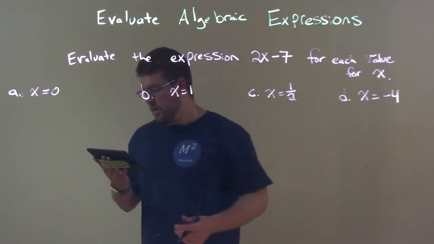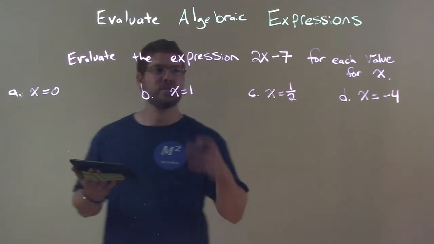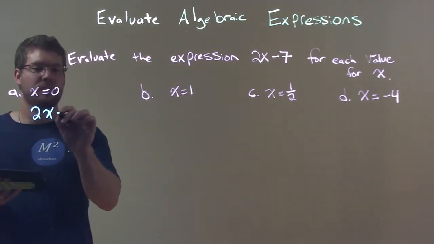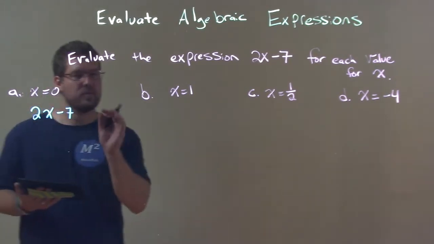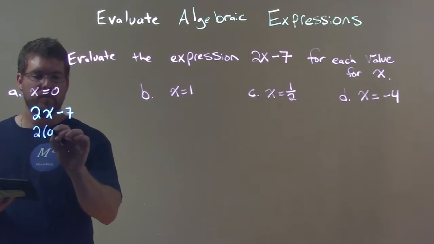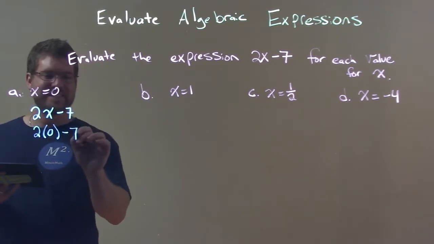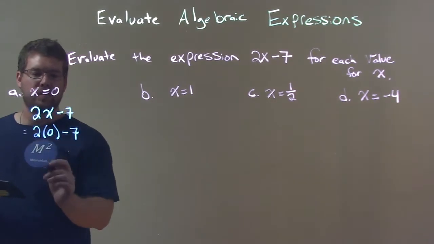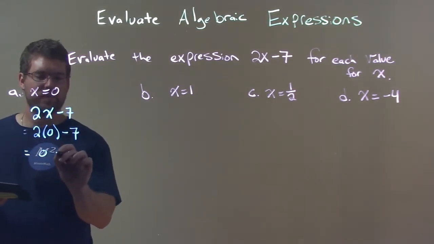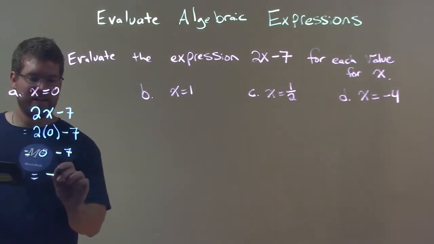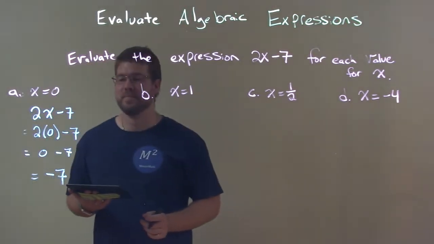Okay. So for the first one, we take that expression, the 2x minus 7, and we're going to substitute 0 in for x. So 2 times 0 minus 7. Now, 2 times 0 is 0. We still have the minus 7. And so our final answer here is just a negative 7.